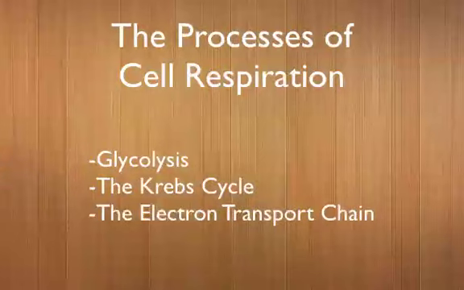Cell respiration can be broken down into three simple steps: glycolysis, the Krebs cycle, and the electron transport chain. And glycolysis literally means sugar breaking. The Krebs cycle produces key materials to be used in the electron transport chain. In the electron transport chain, it mainly produces ATP.